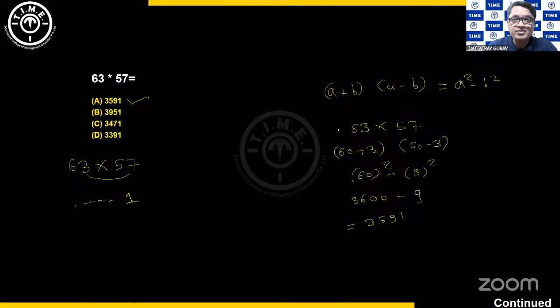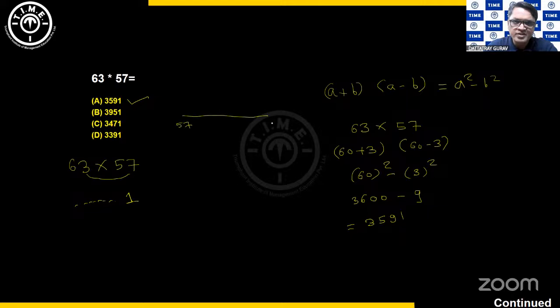In some questions I can simplify with this logic, but very important, 60 is common to both. 60 square can be easily found. So always take the square of easy numbers, whose squares we can easily find. 63 and 57 are equidistant from 60. That is the logic in this question.